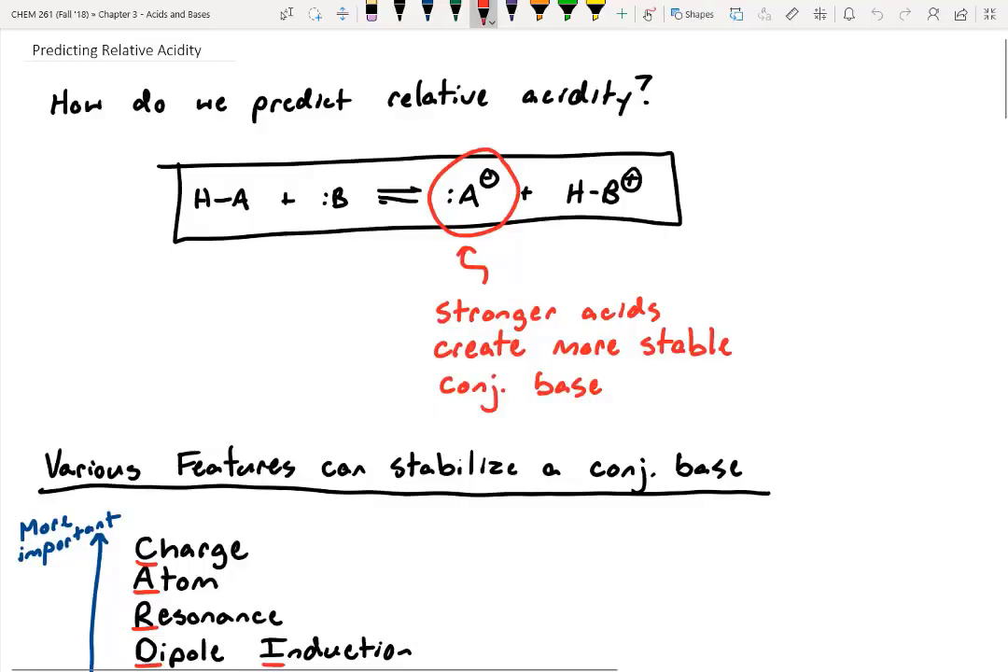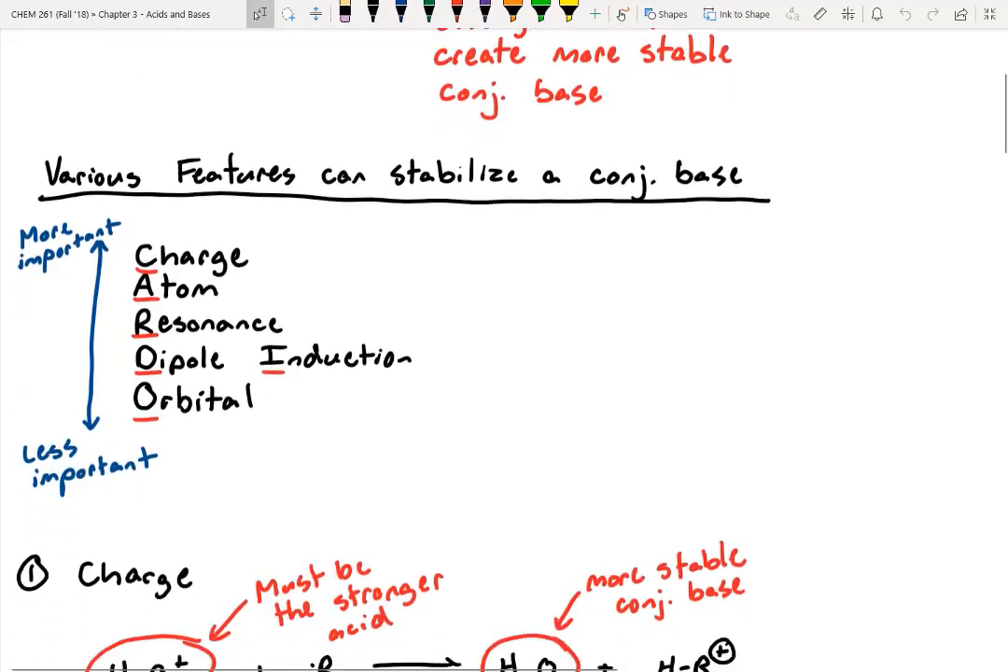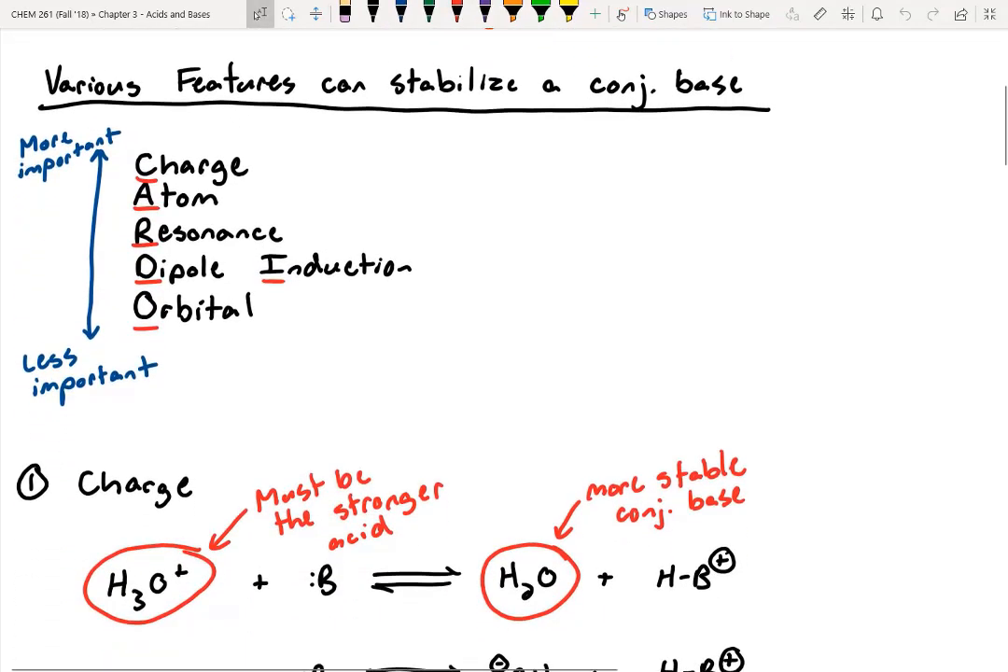Okay, so yesterday we said whenever we're comparing two relative acids to one another and determining which one's more acidic, the simple thing to do is to write out a simple acid-base equilibrium reaction and then look at your conjugate base and ask which of the conjugate bases is more stable. And we came up with this mnemonic called CARDIO, where we look at the charges first, atoms second, resonance third, dipole induction after that, and then orbitals last.